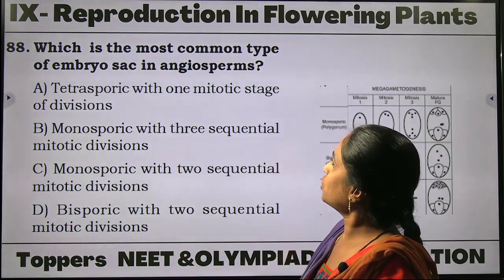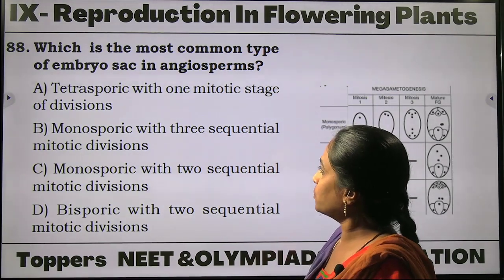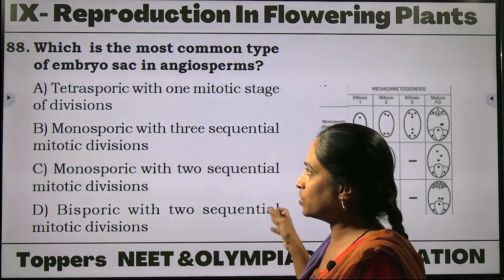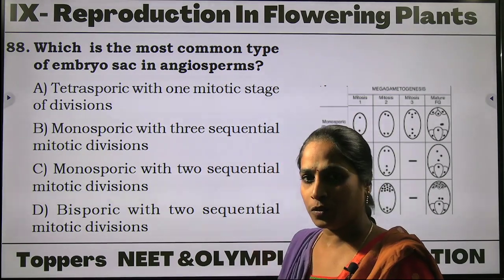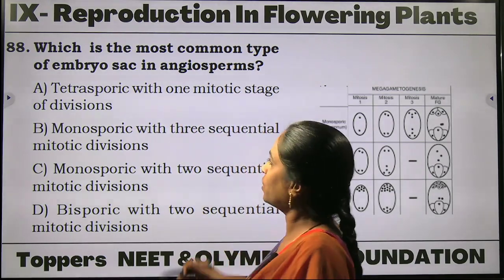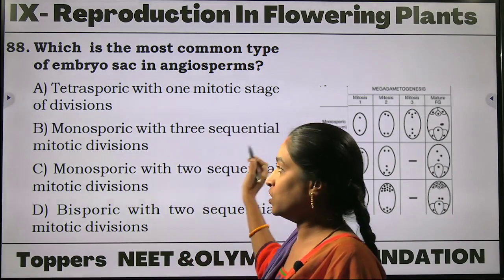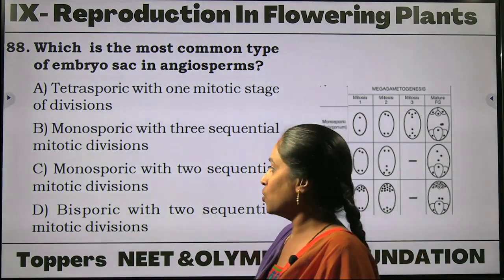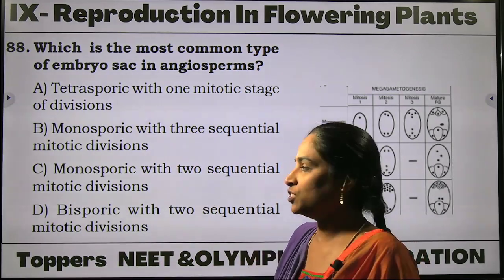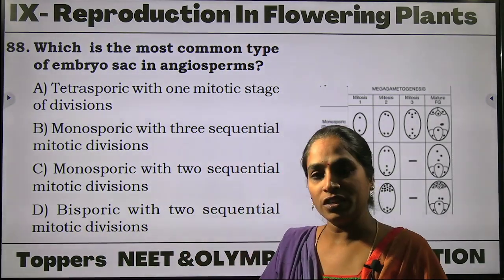which is the most common type of embryo sac in angiosperms? Okay, so what is the condition of the embryo sac in an angiospermic embryo sac? Is it tetrasporic with one mitotic stage of divisions, or monosporic with three sequential mitotic divisions, or monosporic with two sequential mitotic divisions, or bisporic with two sequential divisions?